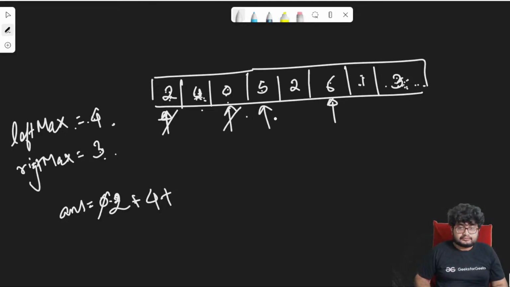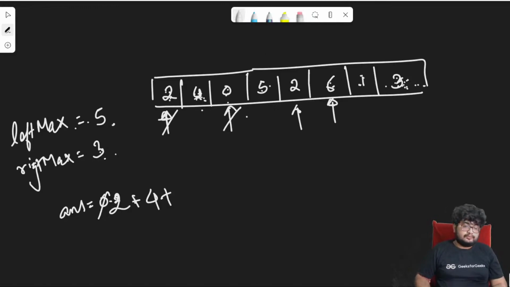5. Is 5 greater or 6 greater? 5 is lesser. We will move 5. But can we store water? Left max is less than 5, so we cannot store any water. So we will just update the left max to 5, and we will move ahead.